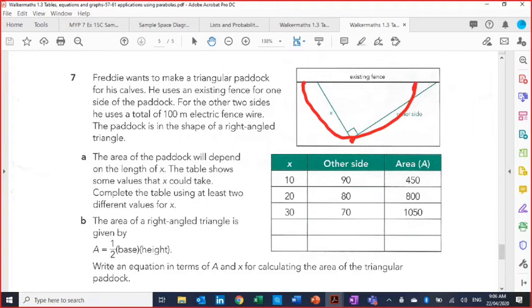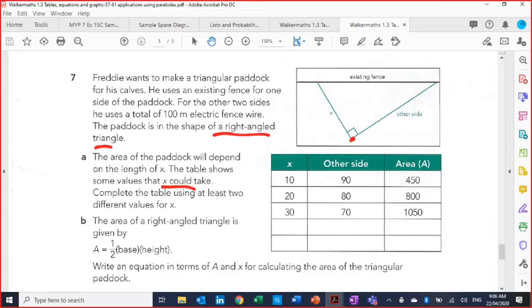Okay? You don't care because you're not going to use a parabola to solve this. Instead, they want you to, the right angle triangle, they want you to find some more values for the x. Now, super easy if you'll look at what's happening here. If x is 10, the other side is 90. If it becomes 20, then it's 80.